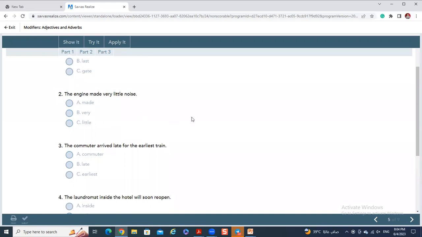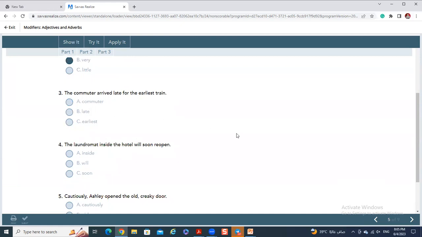Streamer Adam, number two. The engine made very little noise. Very, because very modifies the adjective little, and little is an adjective that modifies noise. Okay, made is the verb. Thank you.